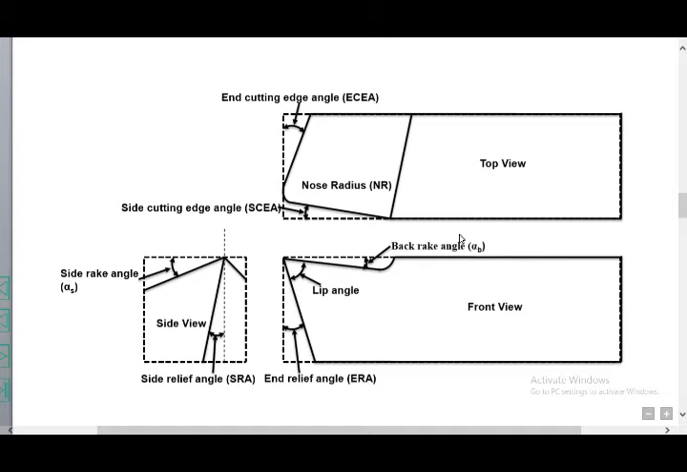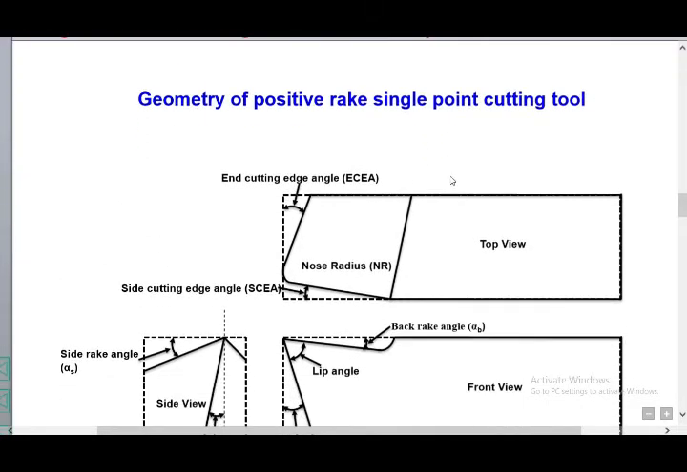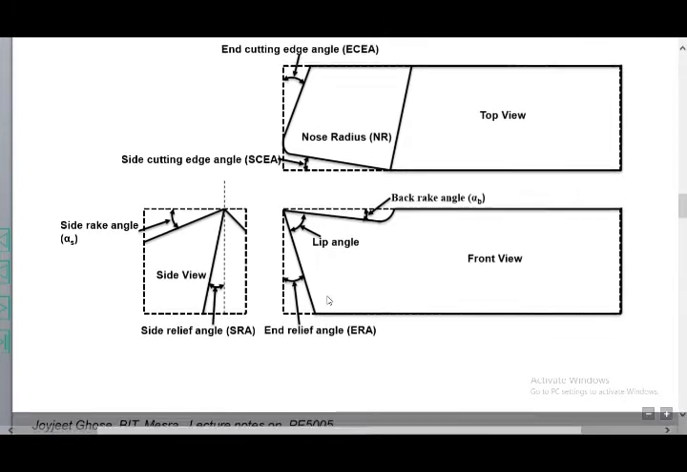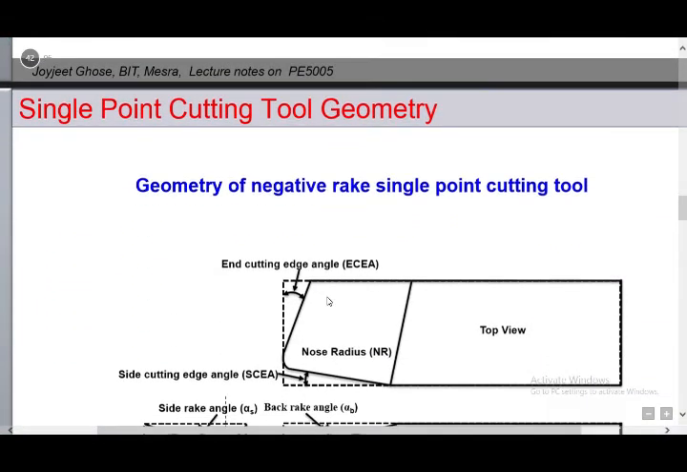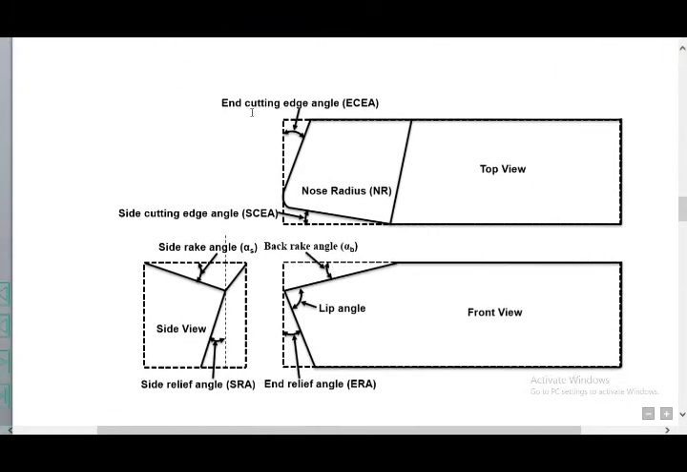And next one, this is a positive rack angle single point cutting tool. Next, you observe that in these two slides, the side view and front view, it touches the end figure. And next, single point cutting tool, the geometry of the negative rack angle. The top view is the same: end cutting edge angle, side cutting edge angle, nose radius.